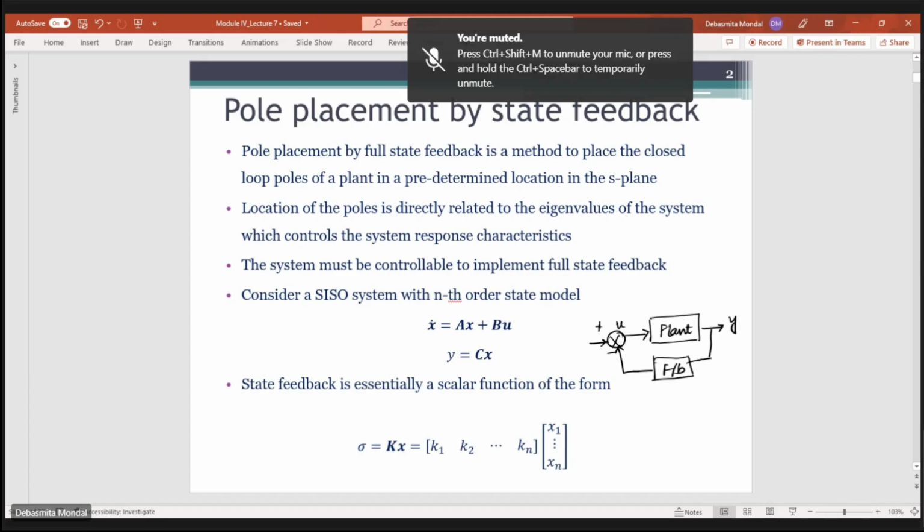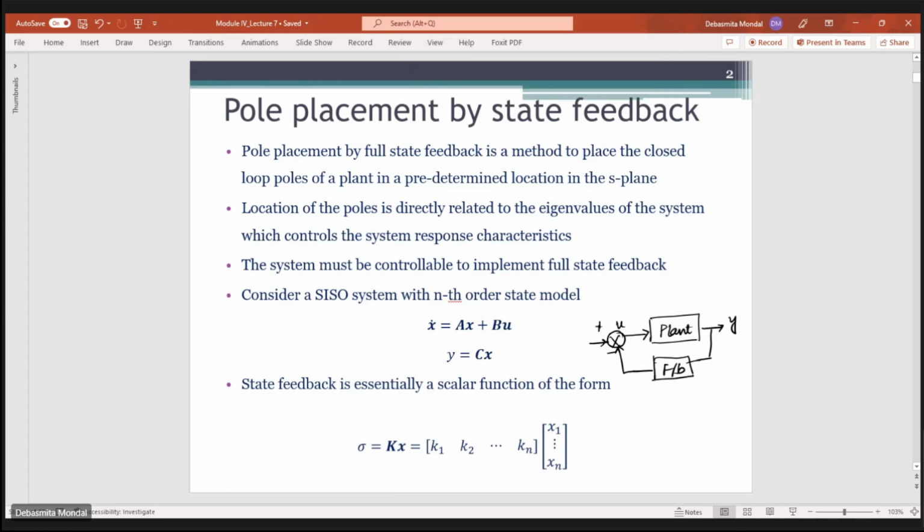State feedback means that if you can measure all the state variables, and you can feed all the state variables back to the input, so that you can control the output of your system, that kind of a system is known as a full state feedback. Full state feedback means all the state variables are being fed back to the input via some gain, so that the output of the system is according to the desired specifications.